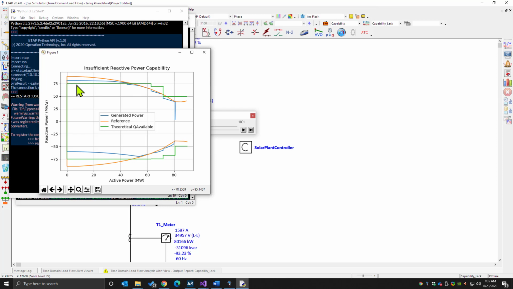So we can see that the theoretical line is essentially less than the blue line, which is the generated reactive power, but it's definitely much less than the reference value or the required reactive power demanded from the system.